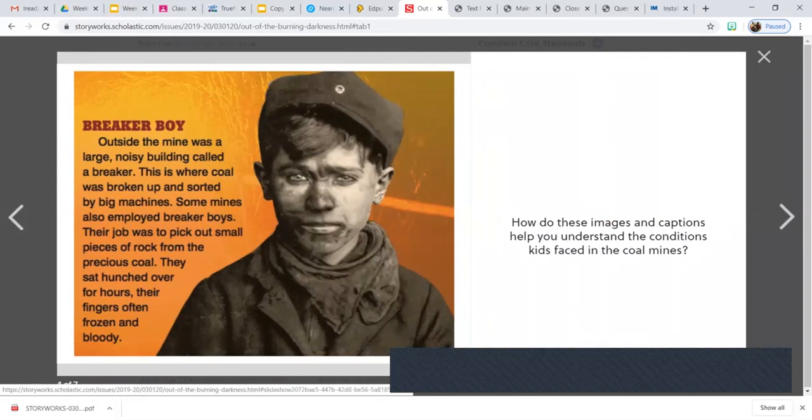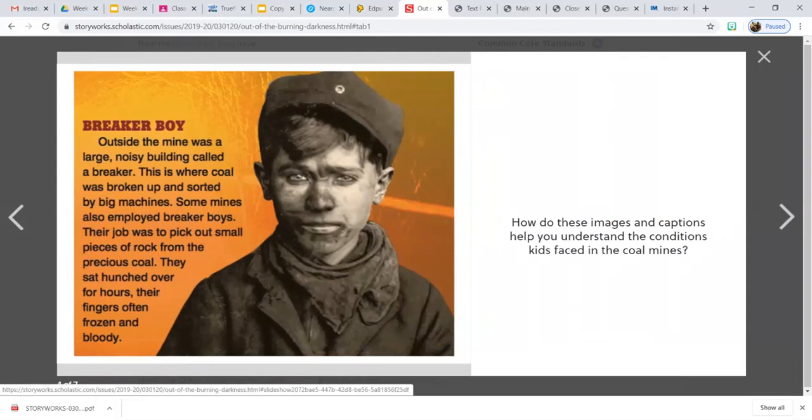The next text feature says, how do these images and captions help you understand the conditions kids face in the coal mines? So this text feature is a picture with a caption that says, Breaker Boy. Outside the mine was a large, noisy building called a breaker. This is where coal was broken up and sorted by big machines.